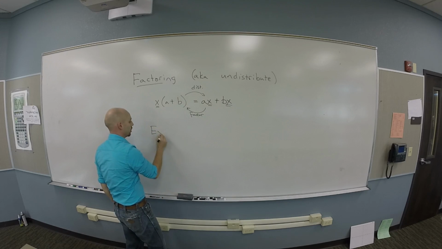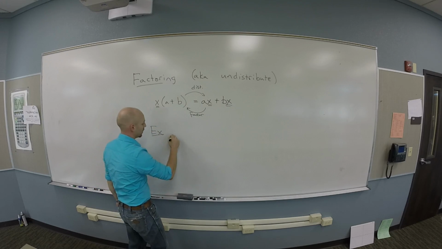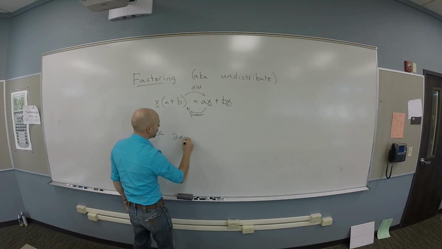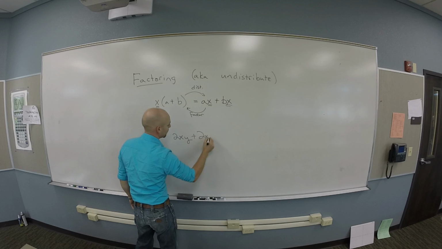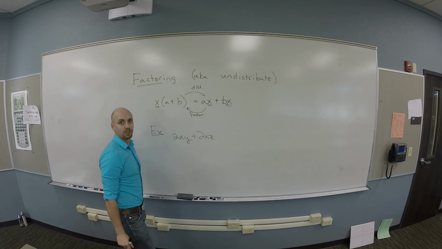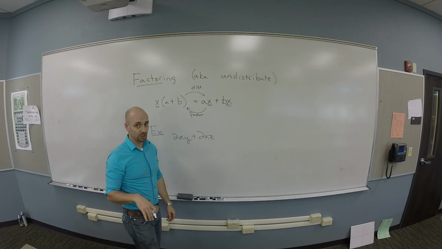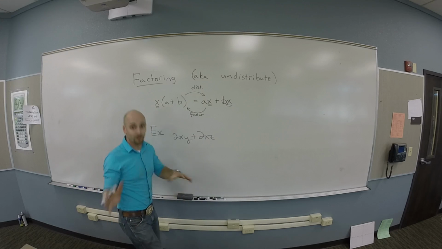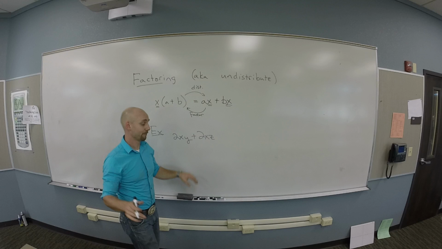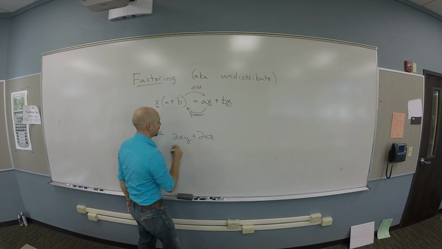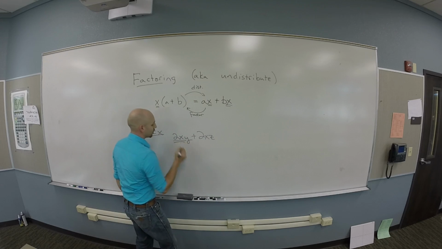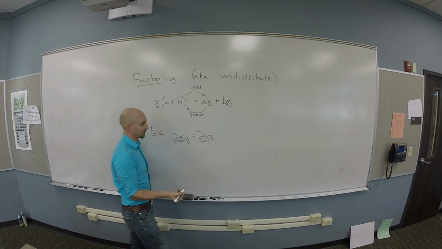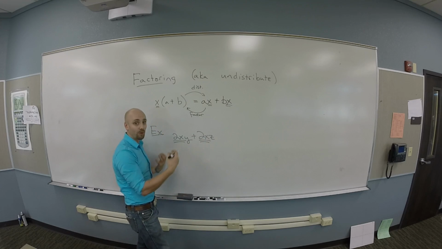All right, here's an example. Say you had 2xy plus 2xz. Pause the video, see if you can factor this thing for me. Ready, set, pause. Okay, good work. Let's see what you got. So I think you want to say, okay, there's a 2x over here, and in this piece, there's also a 2x. So those are what I'm going to factor out.